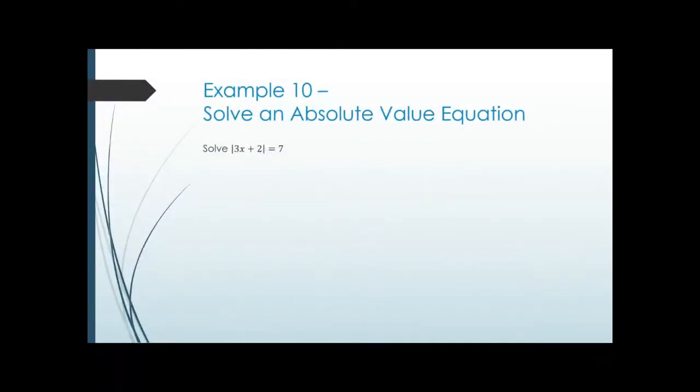So, solve an absolute value equation here. I've got the absolute value of 3x plus 2 equals 7. So I've got the absolute value by itself. So I'm going to create two equations.